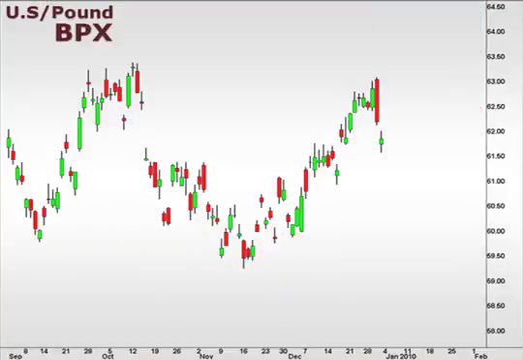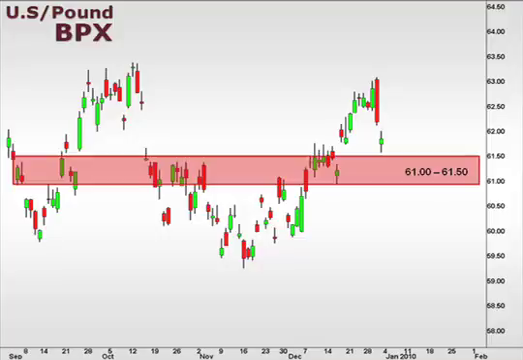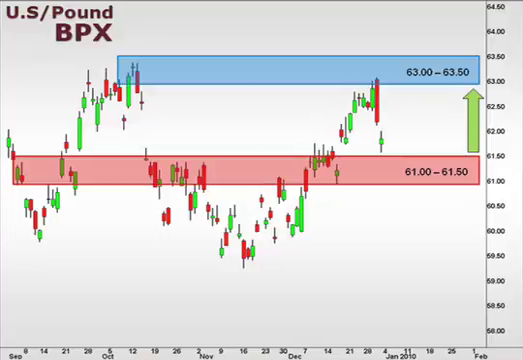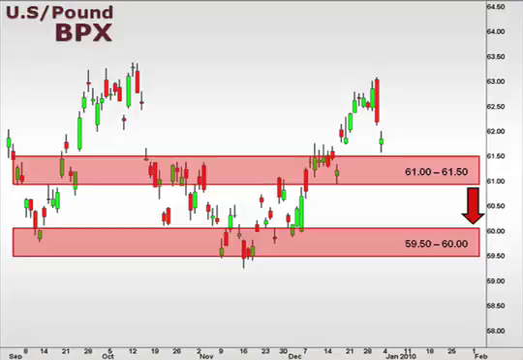Well, the US dollar lost some ground against the British pound as the BPX closed the week along the upper range of our 61, 61.5 focal zone. A bounce here is still likely to run into some overhead resistance within the 63, 63.5 range. Now, we may see the pair consolidate deeper into the 61, 61.5 focal zone. However, failure here opens the window for a test of support back down within that 59.5 to 60 focal zone.